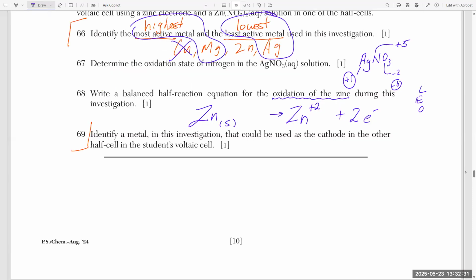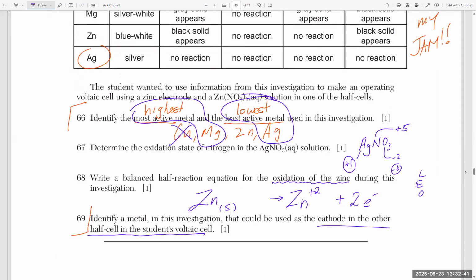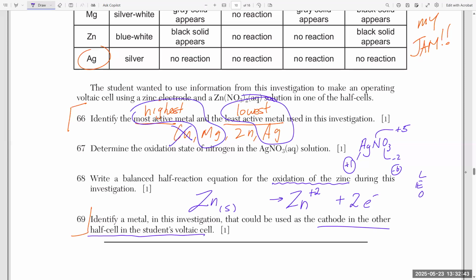All right, let's keep going. Identify a metal in this investigation that could be used as the cathode in the other half cell in the student's voltaic cell. All right, let's see what the student is doing. All right, so the student wanted to use this information and to make it operate as a voltaic cell using a zinc electrode.